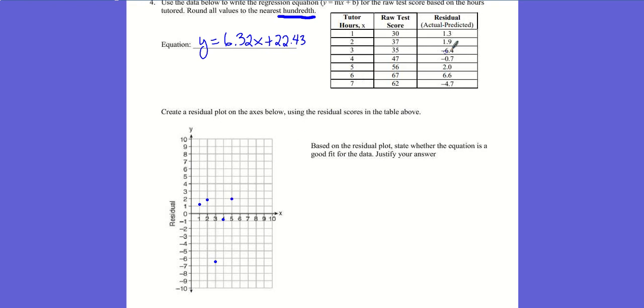Okay, 6, the residual is 6.6, so that's going to be up here. And at 7, it's negative 4.7, so almost at negative 5. And there is our residual.